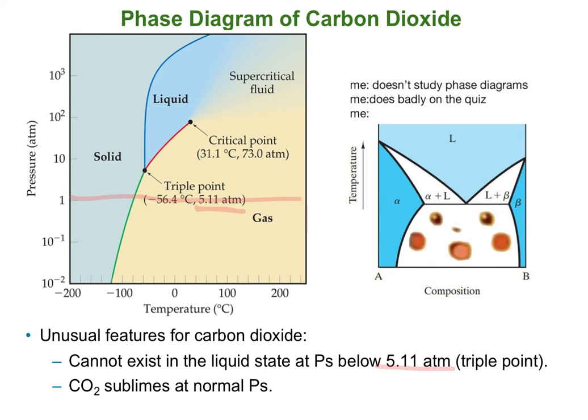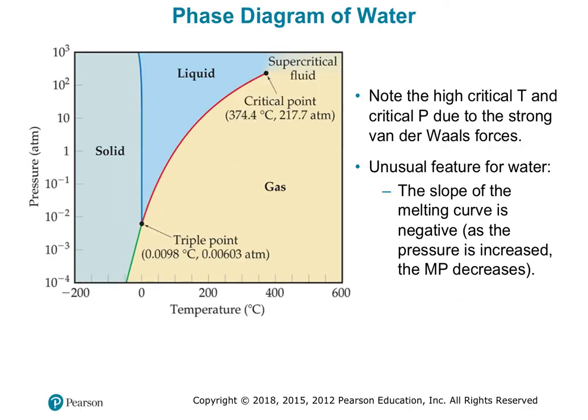So here's CO2. The next one we're going to look at is water. Notice, you can go back to your other slide, for CO2 the solid-liquid line slopes one way at high pressures, and for water, there's this upward-backward type of slope. That's a pretty unusual feature for water. And note there's a really high critical point for water, and that has to do with the strong intermolecular forces. It takes a high temperature and high pressure to get it into that supercritical fluid.